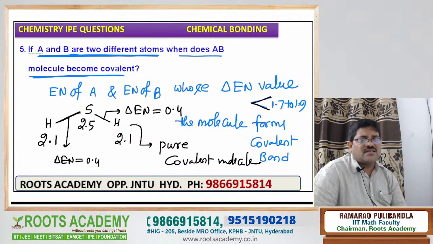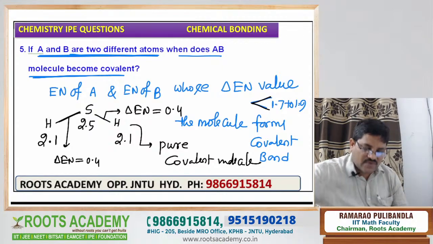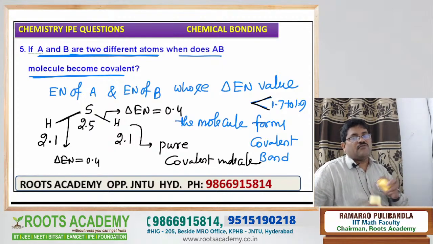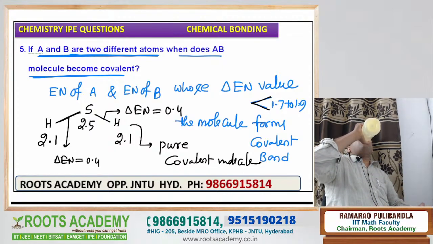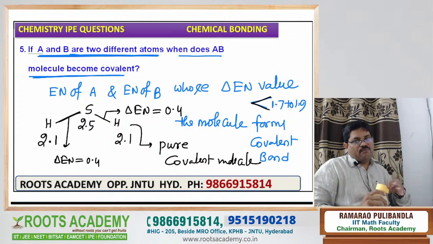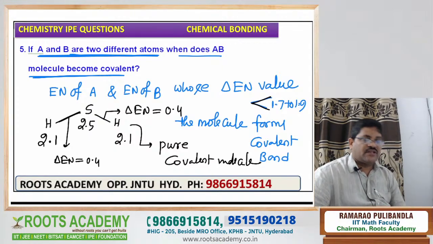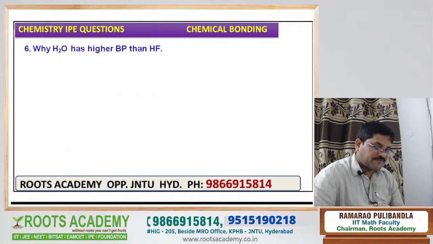Just writing like that is a 2 marks question. Just write one statement and one example, and definitely you get the 2 marks. Understood what I am saying? So for a 2 marks question, you write the statement and an example, easy.